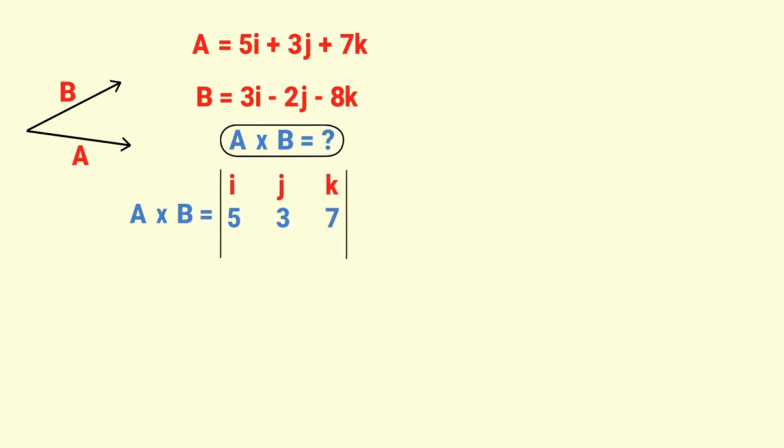Now the second vector is B. Hence, I will put all the components of vector B in their respective columns and rows as I did for vector A. Thus, I put 3i in the i column, minus 2j in the j column and minus 8k in the k column. As a result, I get a 2 by 3 matrix.